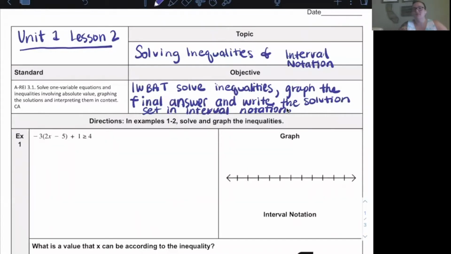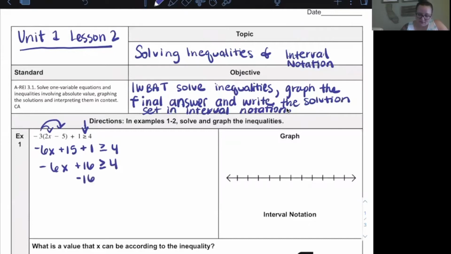Let's go ahead and jump into example 1. So in example 1, you see that we have -3 times (2x minus 5) plus 1 is greater than or equal to 4. The nice thing about inequalities is they're a lot like equations, in that we solve them the same way. So you're going to treat that inequality sign just like you would an equation sign. Our first step actually needs to be to distribute this -3. So -3 times 2x, -3 times 5, and then we can combine like terms. So -6x plus 16 is greater than or equal to 4.